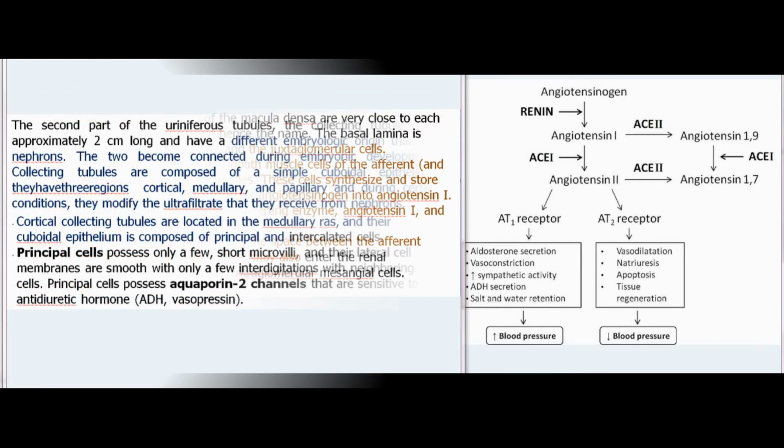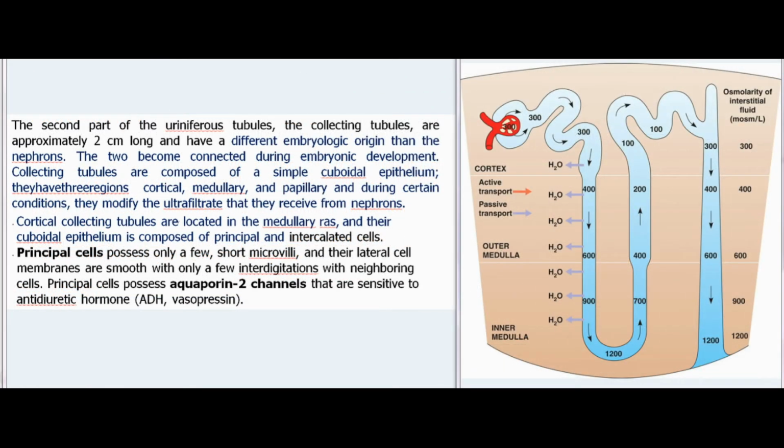Collecting tubules, the second part of the uriniferous tubules, are approximately 2 cm long and have a different embryologic origin than the nephrons. The two become connected during embryonic development. Collecting tubules are composed of a simple cuboidal epithelium. They have three regions: cortical, medullary, and papillary, and during certain conditions, they modify the ultrafiltrate that they receive from nephrons.